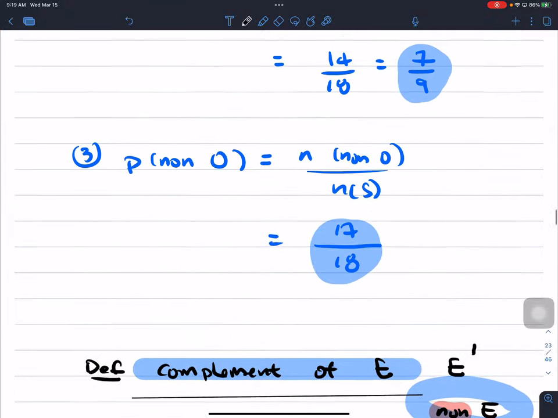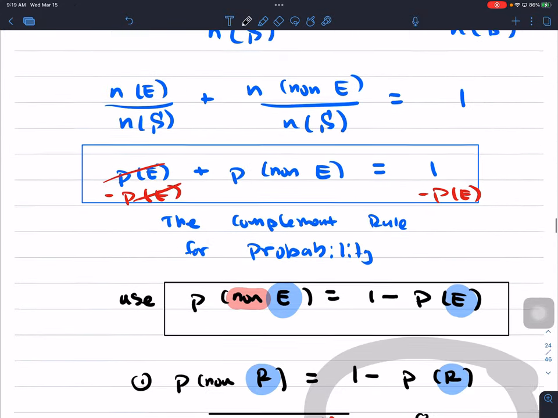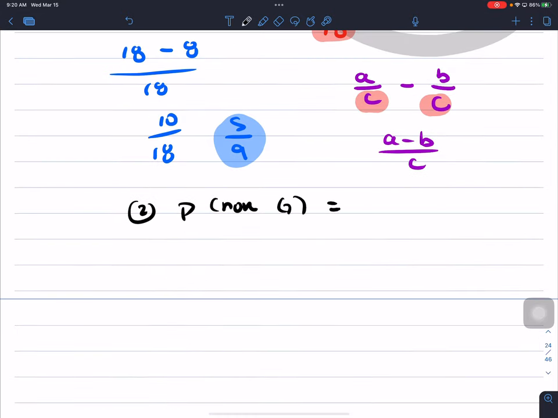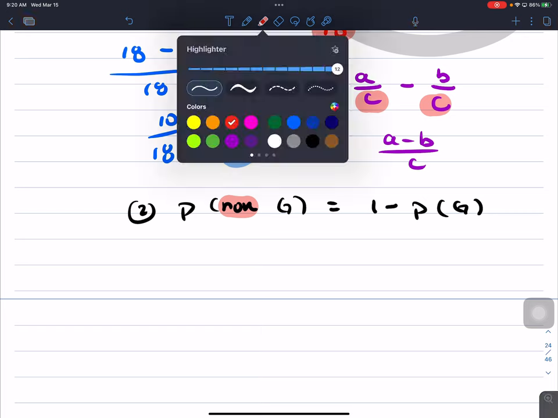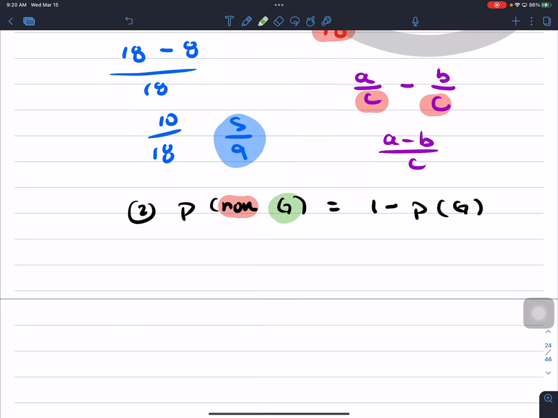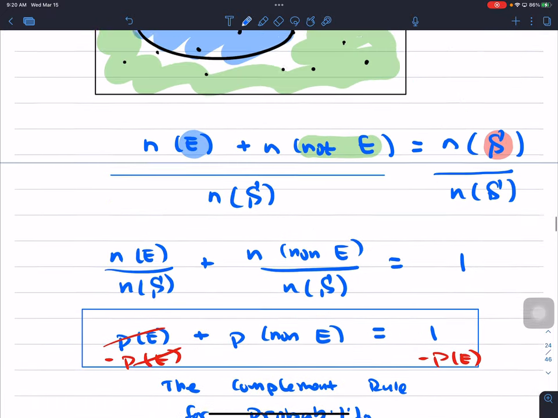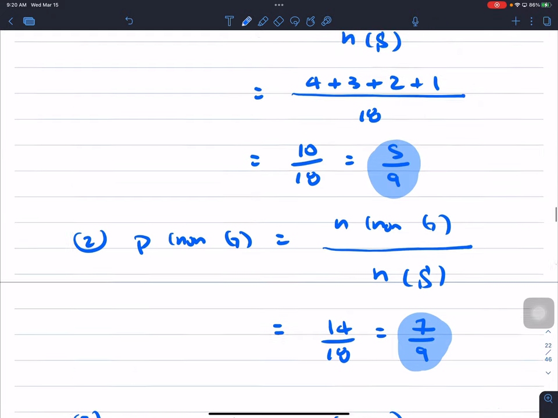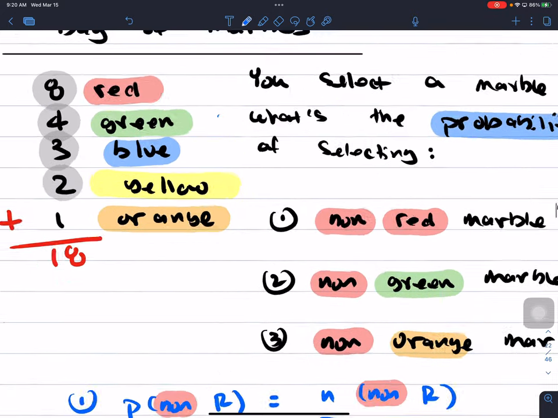Is it non-green? Okay, how do you guys use this complement rule? Okay, here's what you guys do. 1 minus the probability of selecting a what? A green marble, okay? So non-green: 1 minus the probability of selecting a green marble. What's the probability of selecting a green marble? Go to the bag. How many green marbles are there? Aren't they 4 green marbles?